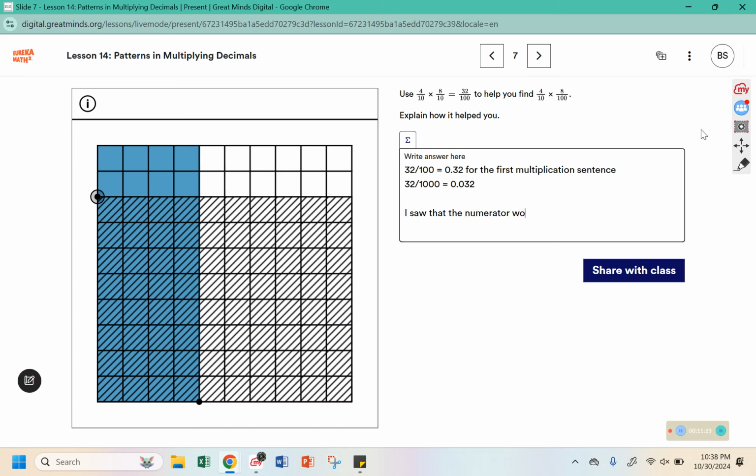The numerator would still be 32, but instead of using hundredths, this would be thousandths.